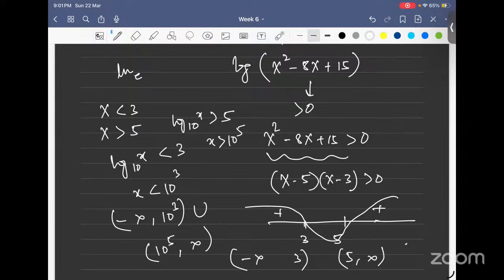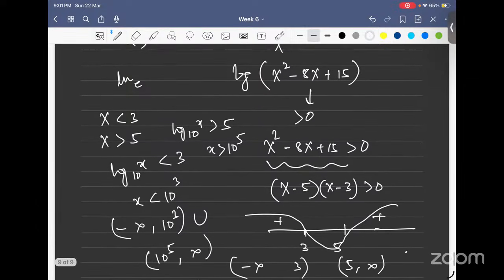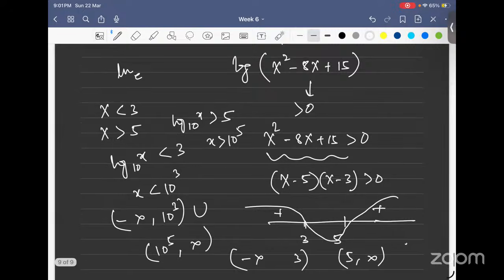Okay. Sir, that is why we are using log, right? Here, this is a very big number, 10 to the power 5, and we have reduced that. Correct. Yeah.